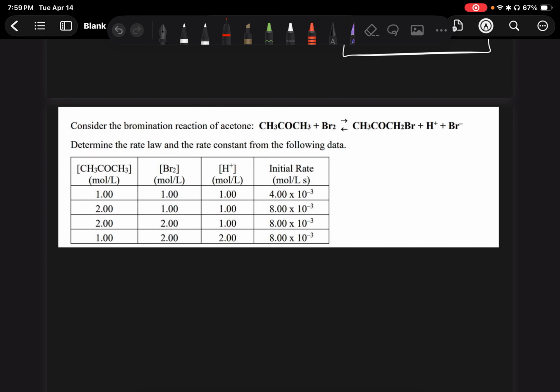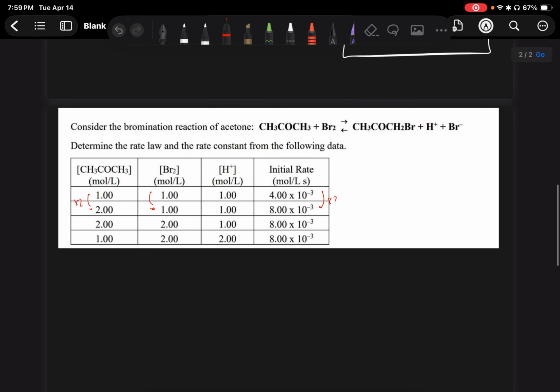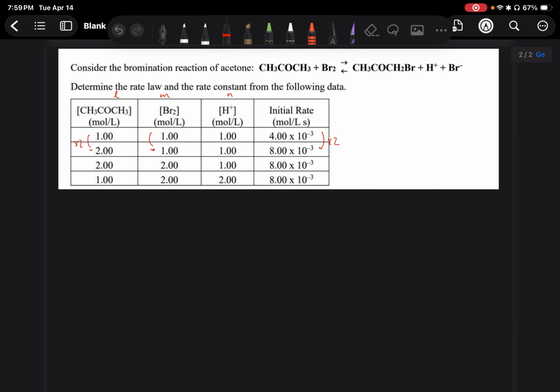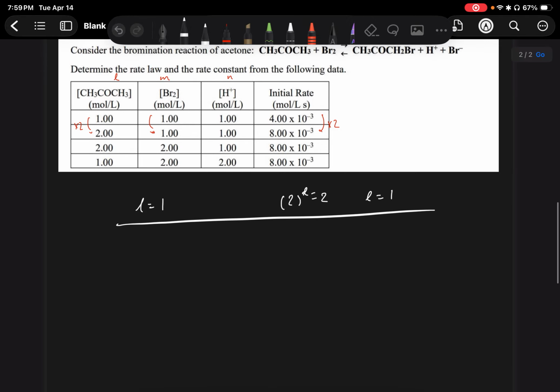What did I do? Okay, so step 1 is look for something consistent. Here we're consistent, times 2, times 2. So we'll call this L, M, and N. From that, we already know that L equals 1, because this is times 2, this is times 2. 2 to the power of L equals 2, L equals 1. There you go, that's the first step. Now step 2 is find the other consistent ones.